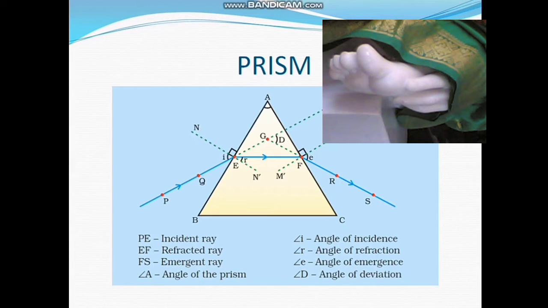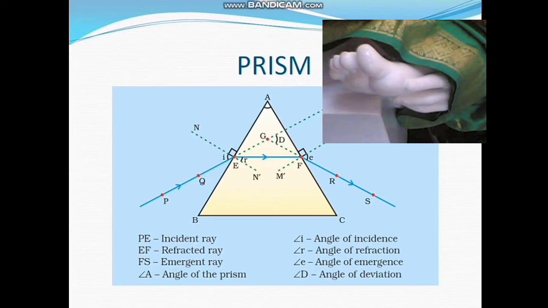Now remove the pins and the glass prism also. Now, using your pencil, join the lines. The line PE meets the boundary of the prism at E. Similarly, RS also meets the boundary of the prism at F. Now you join E and F. To the faces AB and AC, draw the normals as N dash and M dash. Now you can mark all the rest of the angles.